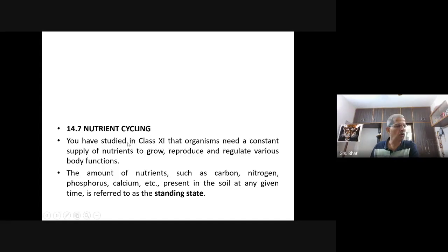Okay? Now, we shall look into the next topic, what is called nutrient cycling. Any doubt? Anyone has any doubt? Jyoti? No, sir. Namrata? No, sir. Okay. So, you have studied in class 10 and 11 that organisms need a constant supply of nutrients to grow, reproduce, and regulate various body functions. Okay. Have you studied mineral nutrition in the last year?